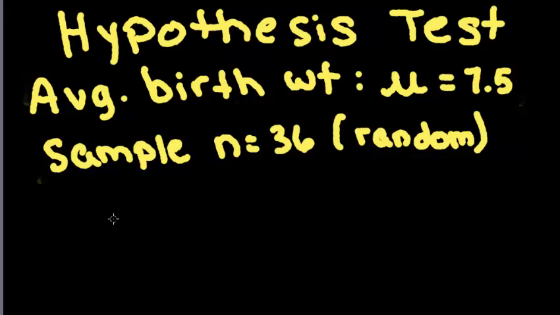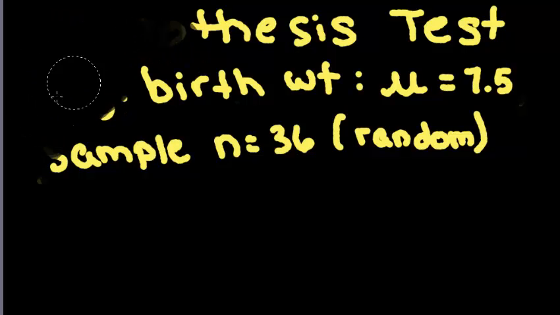So let's assume that we took a random sample of 36 birth weights. And we want to test these 36 birth weights against this known value of 7.5 pounds. How would we do this hypothesis test? Let's go through the steps.